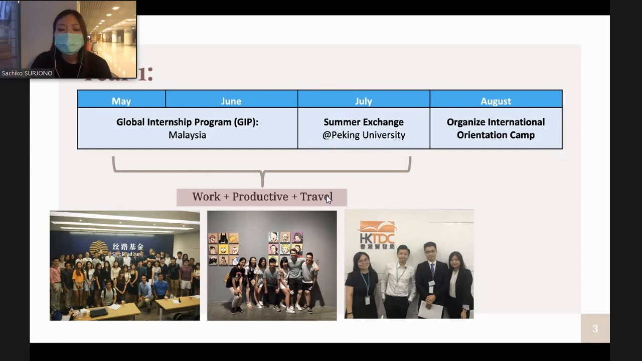And the activities that I ended up participating in was I joined the Global Internship Program. So this is offered by CUHK. I think it's by OSA as well. So I got the chance to go to Malaysia, and then I participated in an internship. So this was my first ever internship in year 1, right?